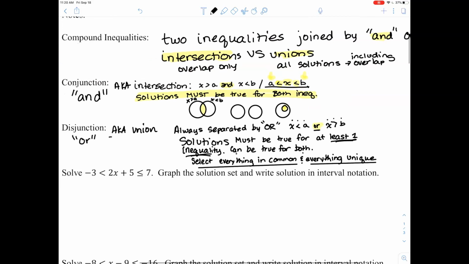So basically unions are inclusive of everybody versus conjunctions are exclusive of anything they don't have in common. So only common, okay? So very exclusive. Here is very inclusive. Your answers will be all of the solutions that you have found.